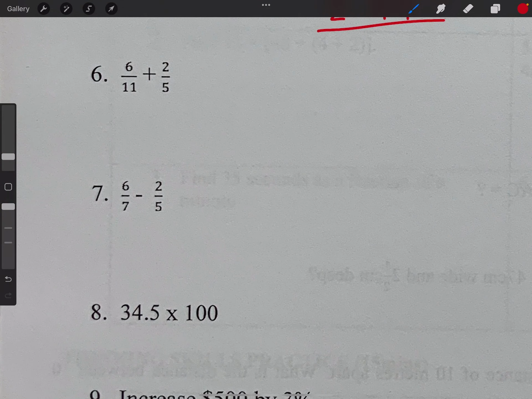Question 6, okay. We're adding fractions. Question 7 is minusing fractions. Remember when you add and minus fractions to make the bottom number the same. So you have to find the lowest common multiple. So this will be 55. Plus, okay.